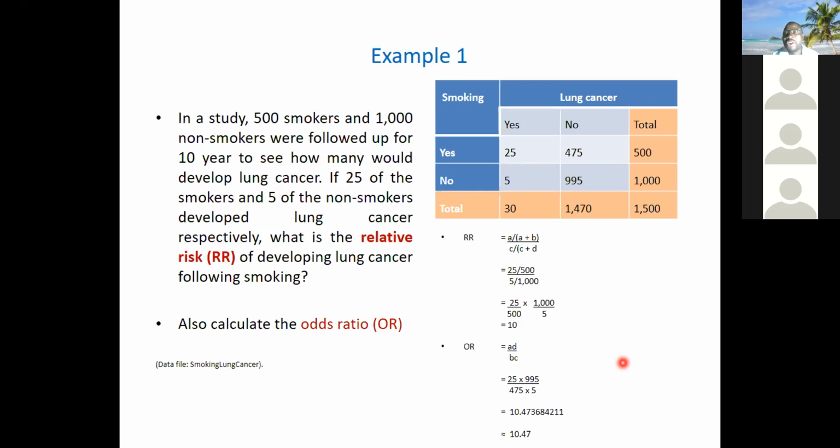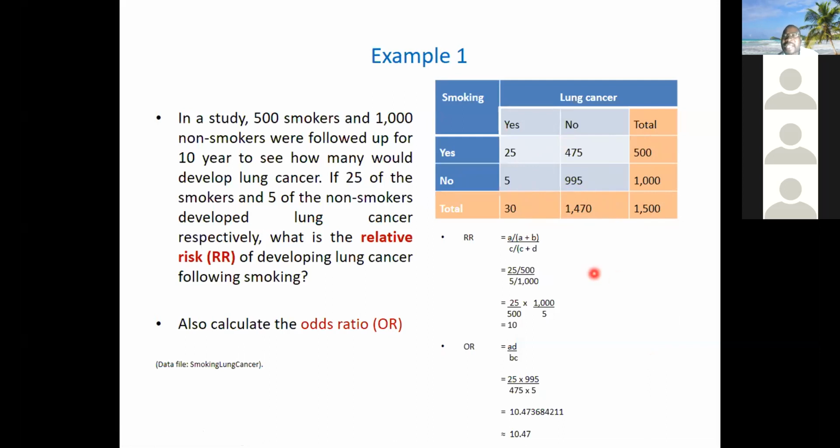All we need to know on this table is who is exposed and who is not exposed. Who is smoking? 500 people, they are exposed. Who is not smoking? 1,000 people, they are not exposed. Who developed lung cancer? 30 people. Who did not develop lung cancer? 1,470. Because remember, all of them were 1,500 when they started: 500 smoking, 1,000 not smoking. Then 30 developed lung cancer, so the remaining 1,470 did not develop it.